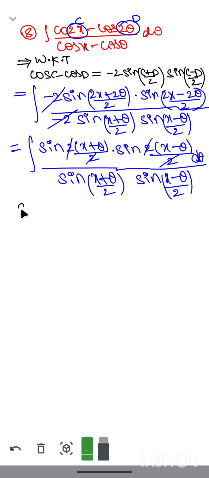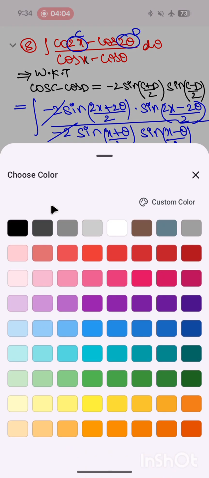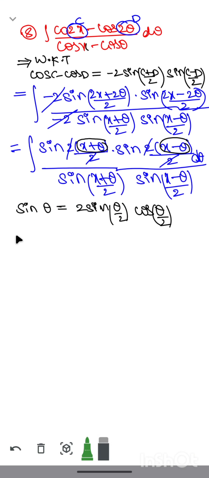So we can recall the submultiple angle formula for sine theta. What is the formula for sine theta? 2 sine theta by 2 into cos theta by 2. This is the submultiple angle formula. Using this formula, we can rewrite x plus theta. Clear? And even x minus theta we will rewrite, twice we will write. We will assume both of these two terms in the form of sine theta, which can be rewritten as 2 sine theta by 2 into cos theta by 2. When I rewrite in such a way, we get the answer in the following form.